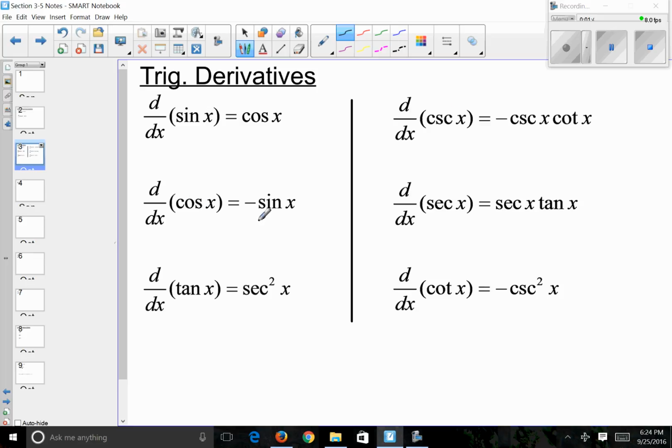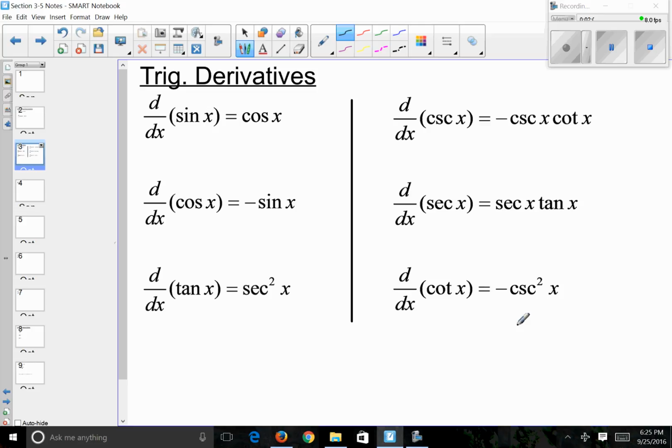If you have a co, the derivative is negative. So cosine had negative sine. Cosecant had negative cosecant x cotangent x. Cotangent had negative cosecant squared. So all of the co's have negatives.